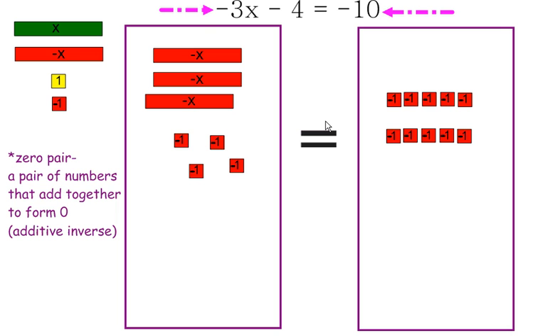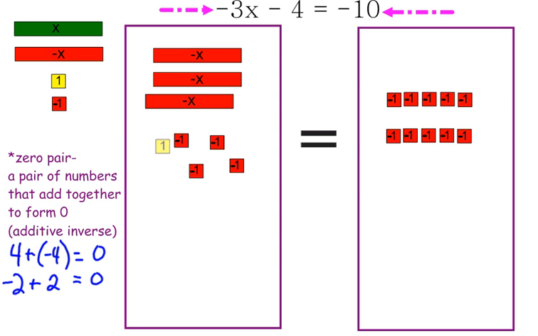So you'll notice over here on the left that we have a definition. I can tell it's a definition because it's got this little star next to it. A zero pair is a pair of numbers that add together to form 0. That's also called the additive inverse. For example, 4 plus negative 4 is 0. Negative 2 plus 2 is 0. So we can call them opposites, we can call them the additive inverse, or we can call them a zero pair. So here's what a zero pair looks like using algebra tiles.